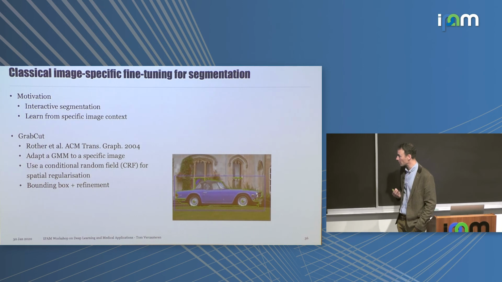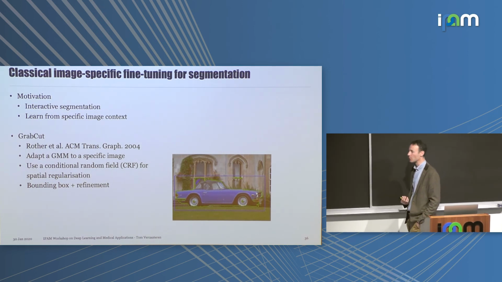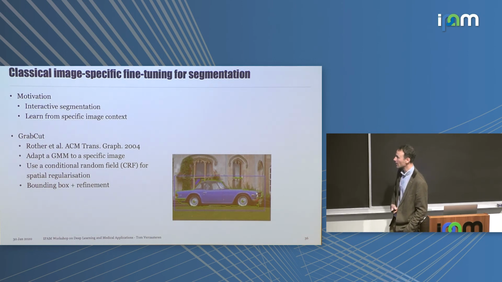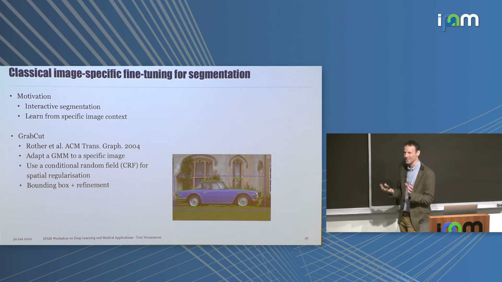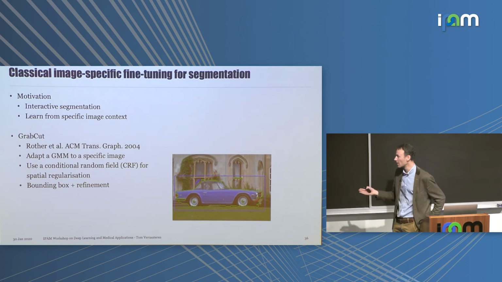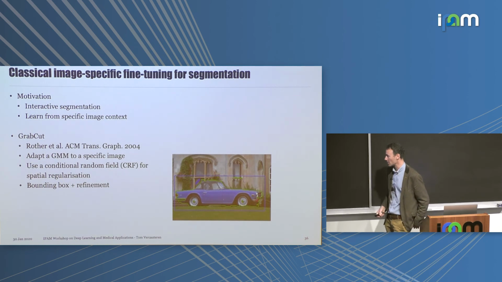which is one of the very successful kind of scribble-based approaches for doing segmentation. And what GrabCut does is essentially it learns a model of the image on the fly. So it creates a GMM model, so Gaussian mixture model, to encode whether the colors within the image are representative of foreground or background, and then uses a conditional random field to regularize, spatially regularize the segmentation output.